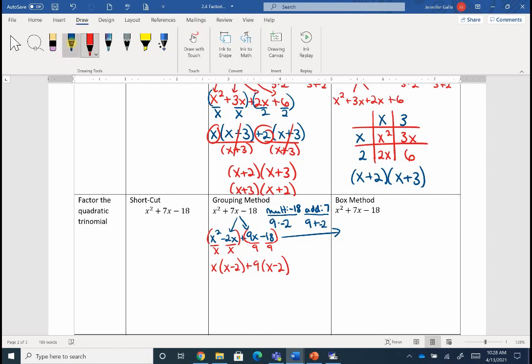Remember, your parentheses have to match. If you're doing the grouping method with the parentheses, your parentheses have to match. If they don't, you have to relook at your signs.